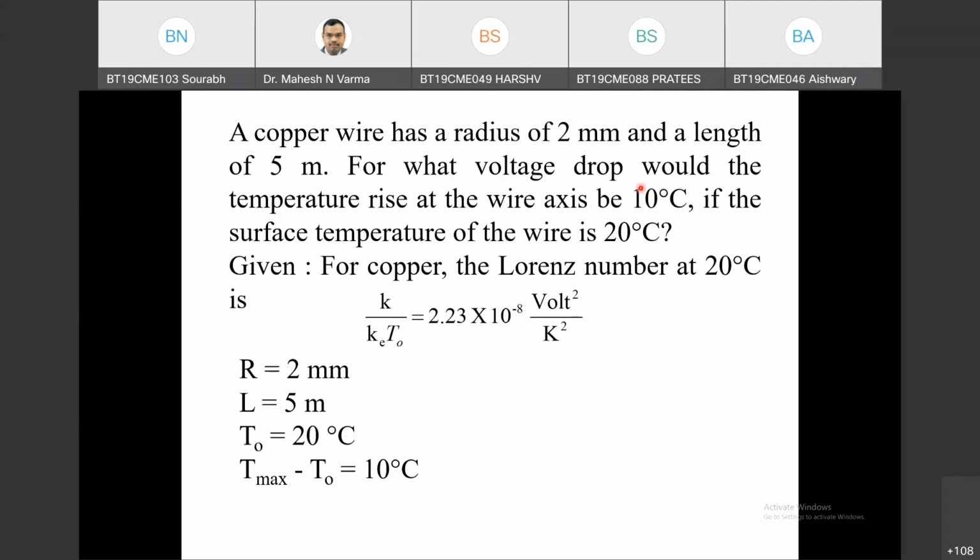Anyway, Harshvardhan has told how to solve the problem. So the radius is 2 millimeter, not centimeter, 2 mm. Length is 5 meter, T naught is 20 degrees Celsius, and T max minus T naught is 10 degrees Celsius. This you can say is the rise at the axis, 10 degrees Celsius. Initially the wire will be at 20 degrees Celsius, so a rise of 10 degrees Celsius means T max will be 30 degrees Celsius.